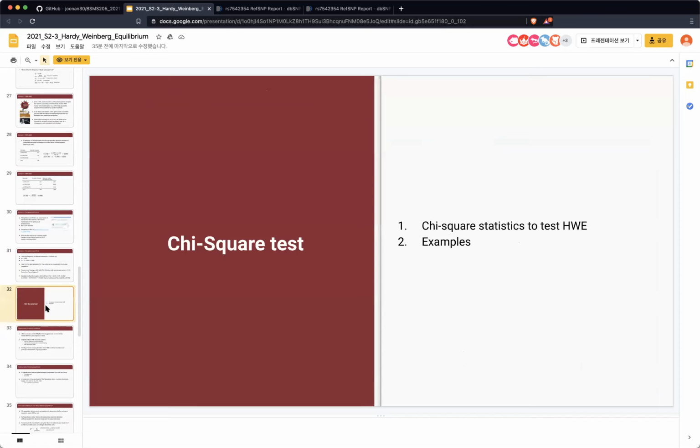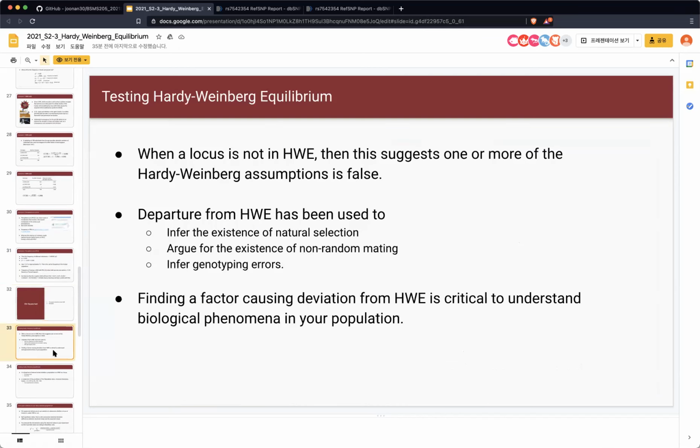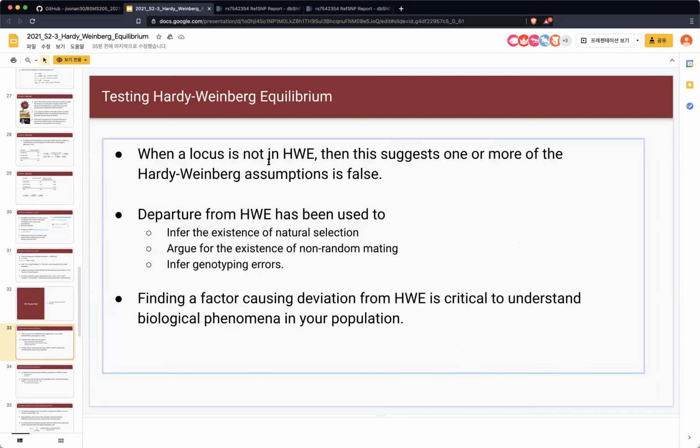Okay, so a more proper way we can test the Hardy-Weinberg situation is using the chi-square test. Okay, testing Hardy-Weinberg equilibrium. When a locus is not in Hardy-Weinberg equilibrium, this suggests that one or more of the Hardy-Weinberg assumptions is false. That is obvious, right? And departure or deviation from Hardy-Weinberg equilibrium, in other words Hardy-Weinberg disequilibrium, has been used to infer the existence of natural selection, because this is one of our assumptions: no natural selection, random mating, no reduced fertility.